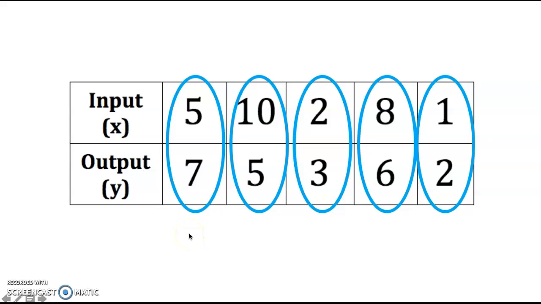Very similar to the other data table, the numbers that are one on top of the other, these are our ordered pairs that we will be compiling together to make our pairs that will be plotted on a graph. So we look from top to bottom to make our ordered pairs.